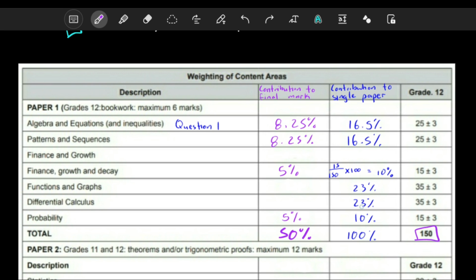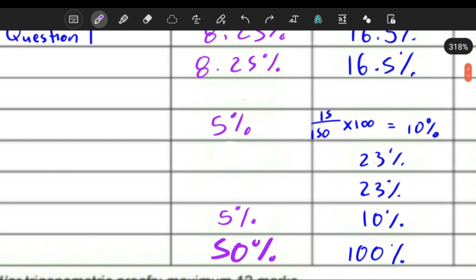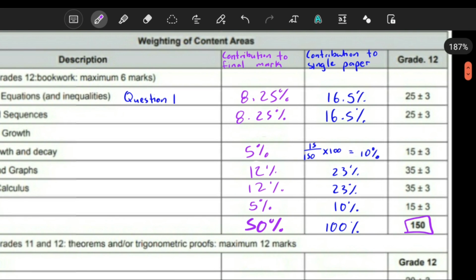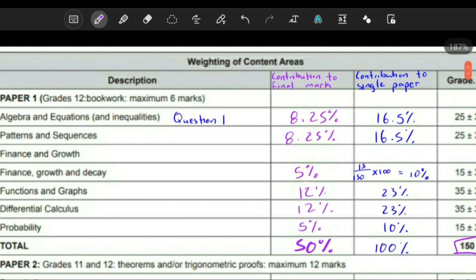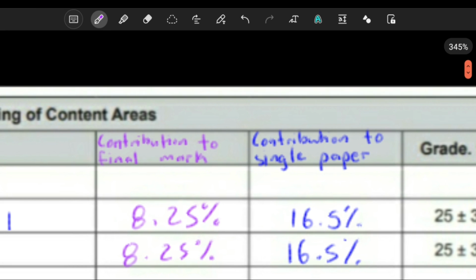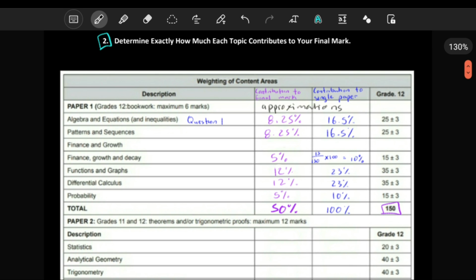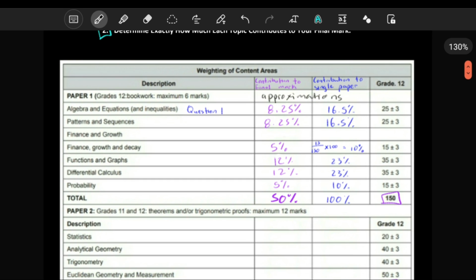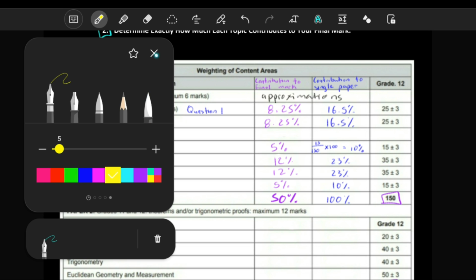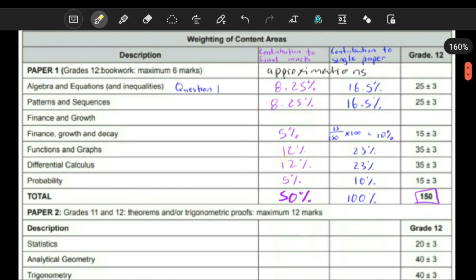The others, when you look at something like functions and graphs and differential calculus, this is approximately 12%. You see, these are merely approximations. But these approximations give you an idea of how much time actually needs to be spent on something. So this is giving you the idea that here there are basically 4 main things that you want to focus on. 4 main things that you really want to have a good idea of what's going on.